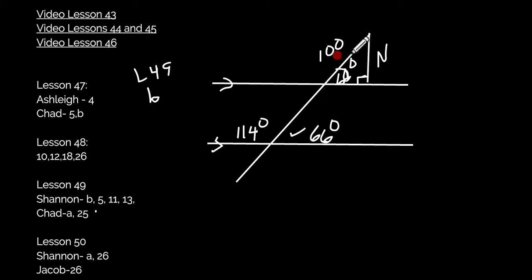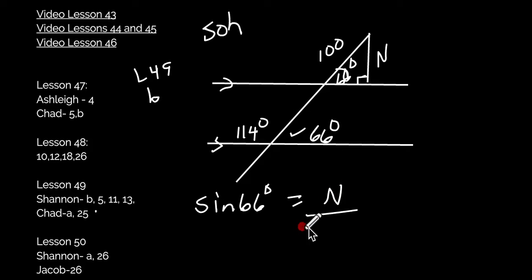So if you look at 66, opposite is your sine. Remember, SOHCAHTOA, sine is opposite over hypotenuse. So we have the opposite. So we say the sine of 66 degrees equals the opposite, which is N, over hypotenuse, which is 100. In your calculator, you're just going to type in sine of 66 times 100 if we cross multiply, and you get a final answer of 91.